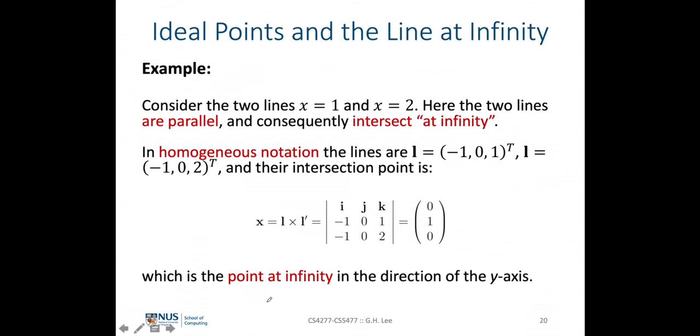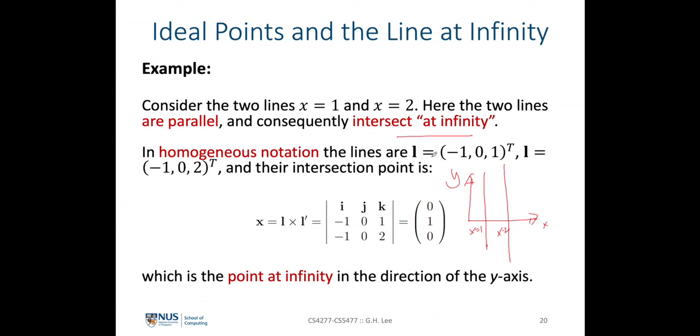Now, as an example, consider 2 lines, x equals 1 and x equals 2. In the geometrical way, these are 2 lines parallel to each other, at x equals 1 and x equals 2. These 2 lines are parallel, and consequently they will intersect at infinity. Using this Cartesian representation, there's no way of finding the intersection or representing it elegantly using mathematics.